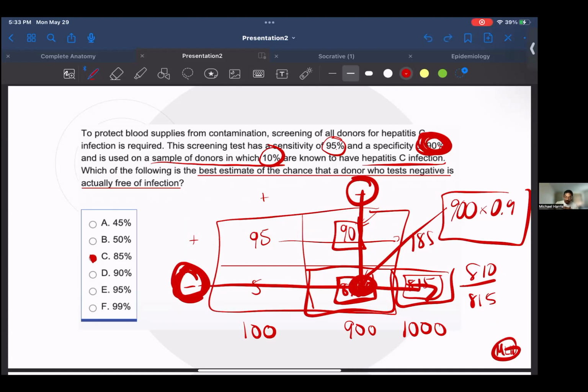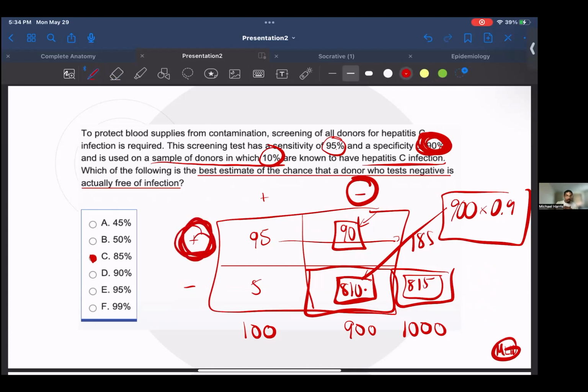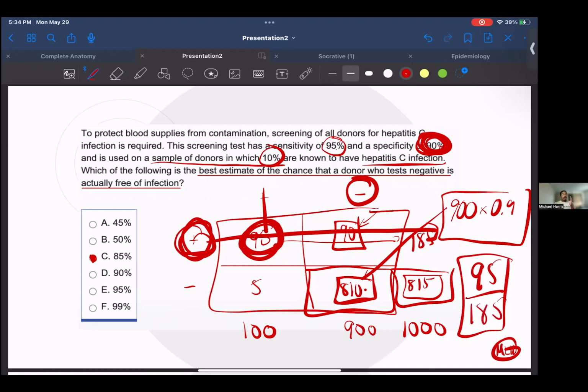Let me erase some of this stuff. You test positive. So you're using this bracket. And you want to know if you're really positive if you test positive on this test. So you're looking for this number divided by 185. This would give you the possibility that you are actually positive when the test comes back positive. Yes, that is essentially the true positives.